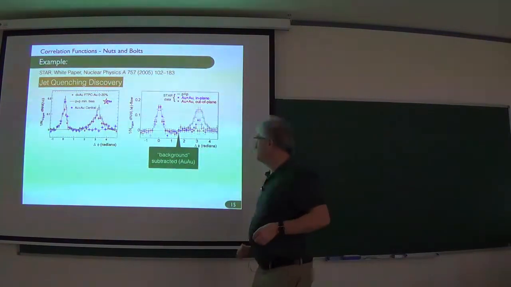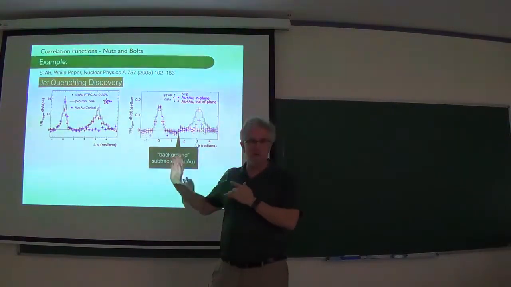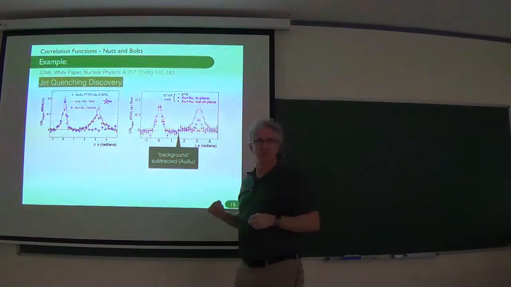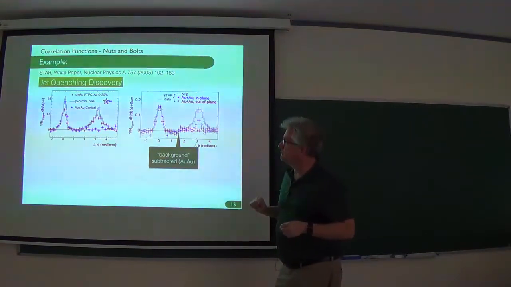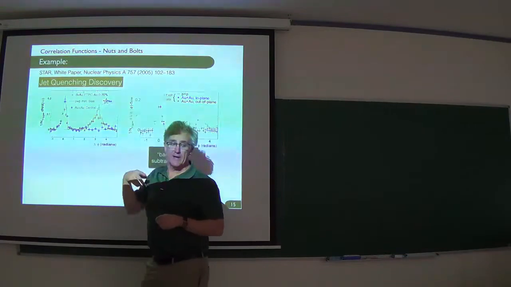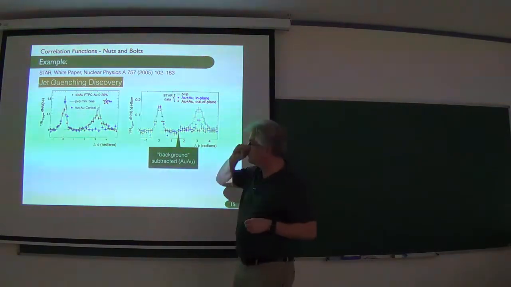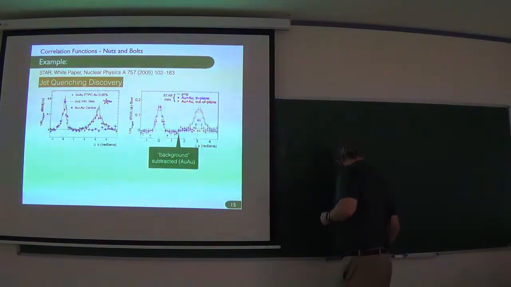And so what is shown here is actually not a real correlation function. I'm cheating a little bit, but what is actually shown is a cross-section as a function of delta phi divided by the number of high pT particles.